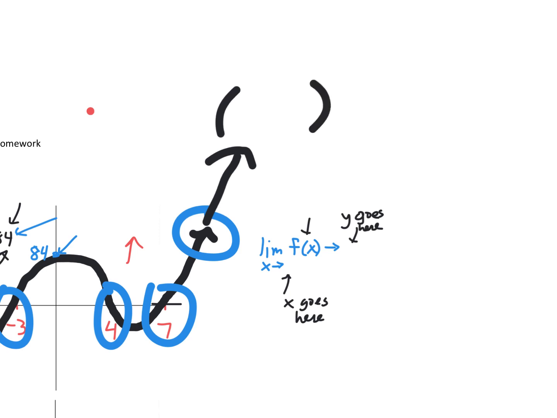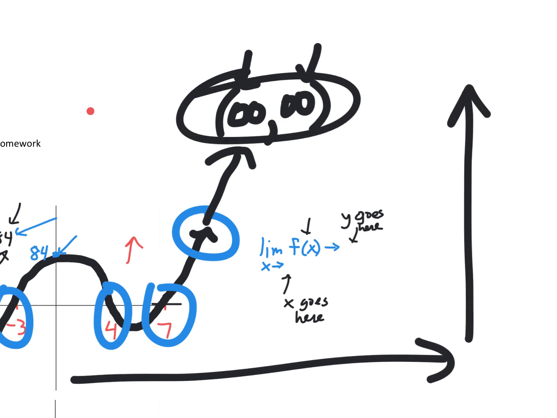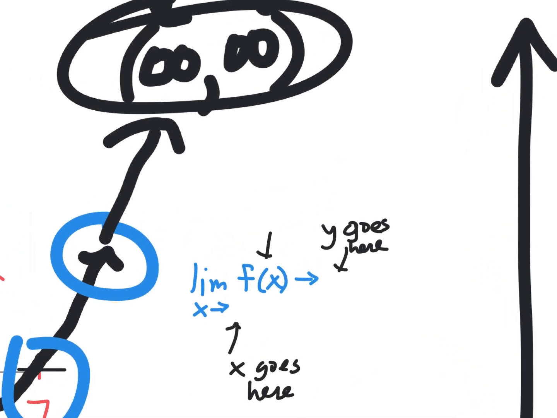If I went forever up, I would be at positive infinity, comma positive infinity. Do you get that you could go forever in the x direction and forever in the y direction? That's like going way over here and then going way up there. It would go to that. So look, the x and the y are both infinity. So there is my limit statement.